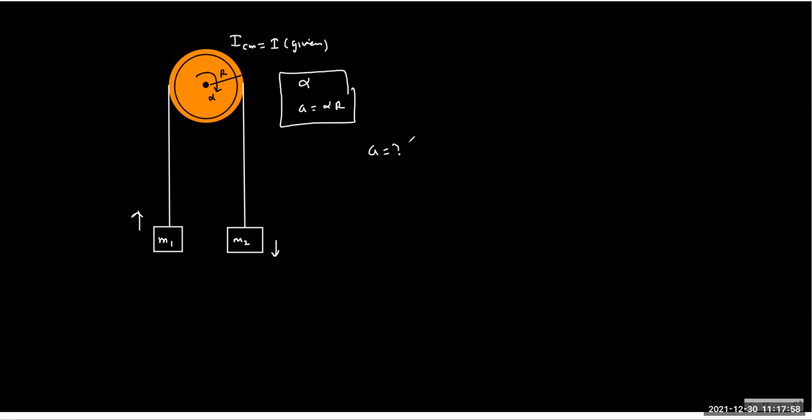Is it (M2 minus M1) g divided by (M1 plus M2 plus I by R squared)? Correct, correct. That is exactly the answer. The answer will be that only.